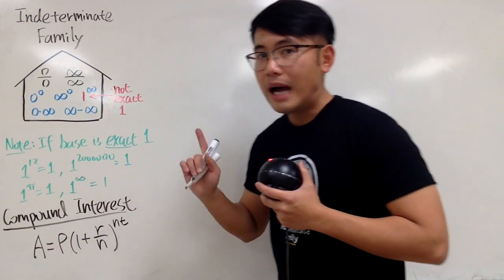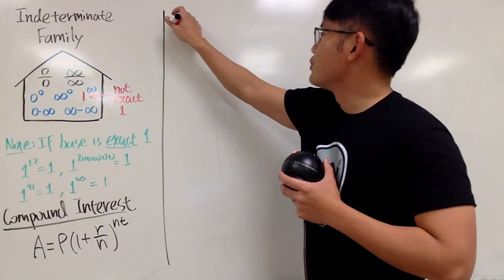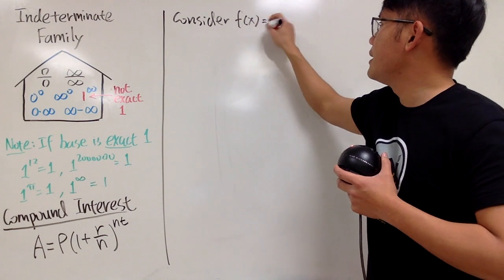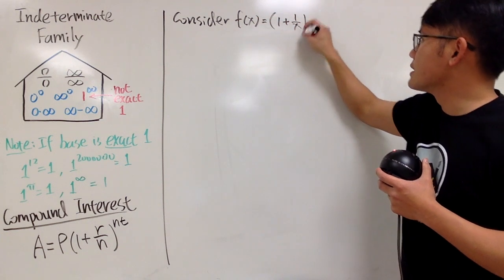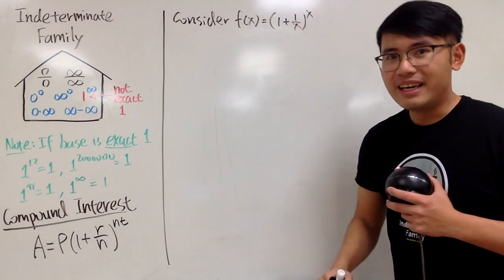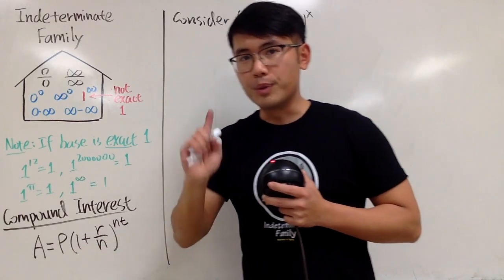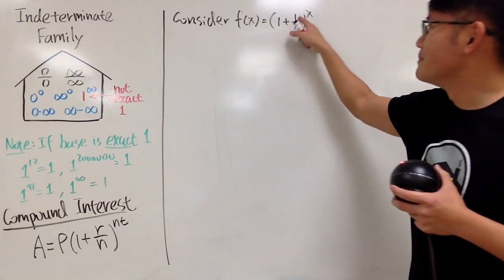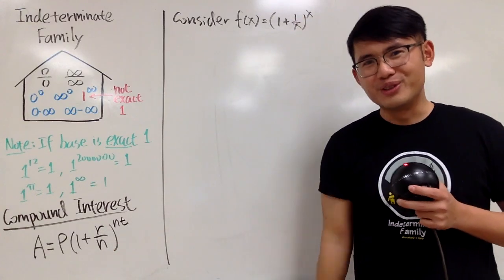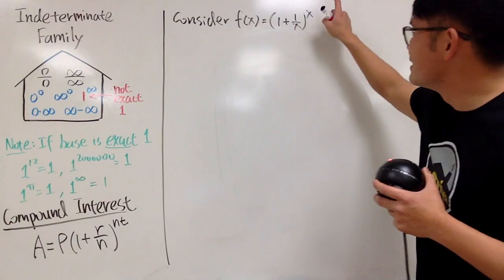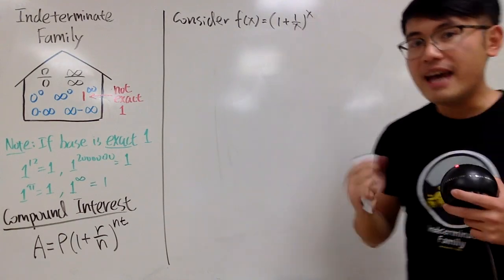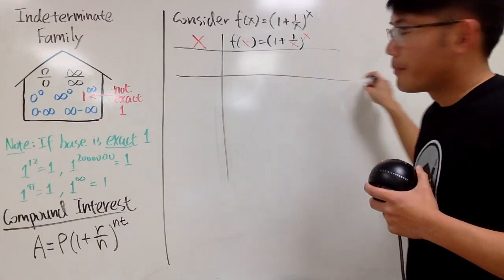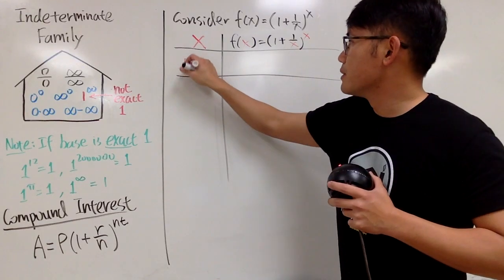And from this formula, I would like to just talk about a function right here. Let me just write down, we are going to consider the function f of x being 1 plus 1 over x, raised to the x power. And this right here is saying we take the principal to be 1. That means we have $1 to start. And then the r is 1. That means we have a 100% interest rate, which is really good. And then t is 1. That means we have 1 year. And then I will show you guys a table of values. Well, first of all, let me pick x to be 100.